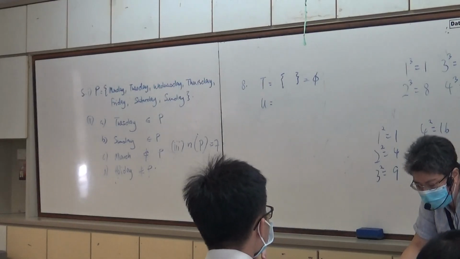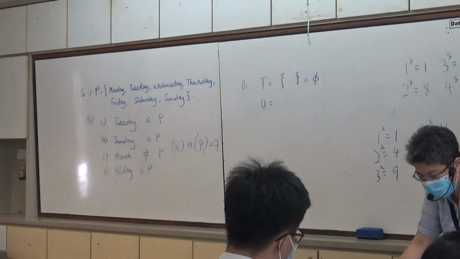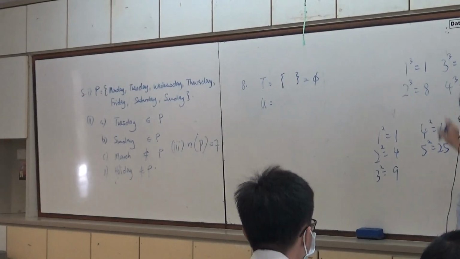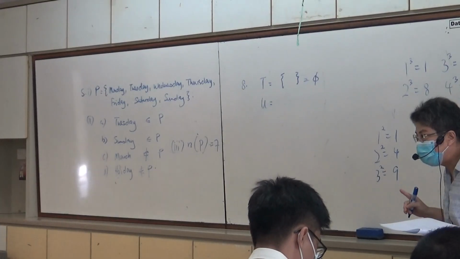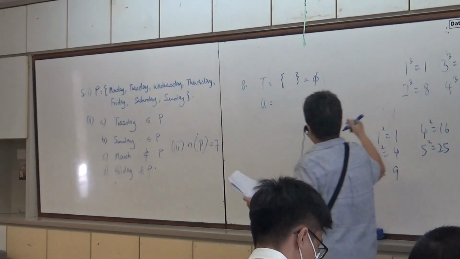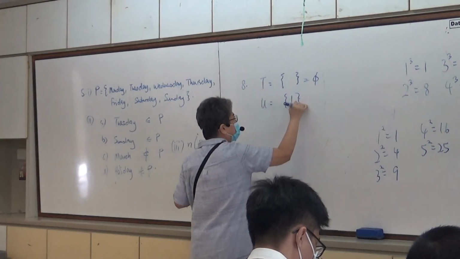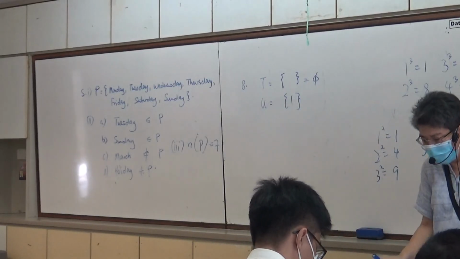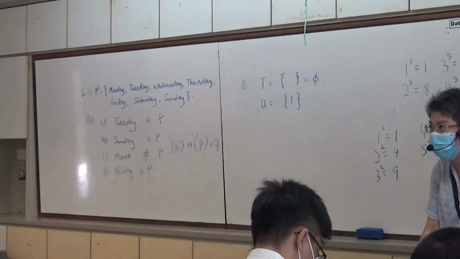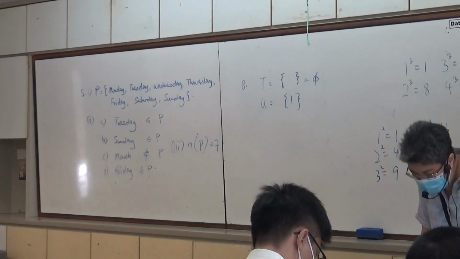So the question asks for a positive integer less than 5 that is both a perfect square and a perfect cube. Only 1. Can you see? 1 is both a perfect square and a perfect cube. So this set has the element 1. I chose this because I need you to know the definition. Are you clear now? Okay.